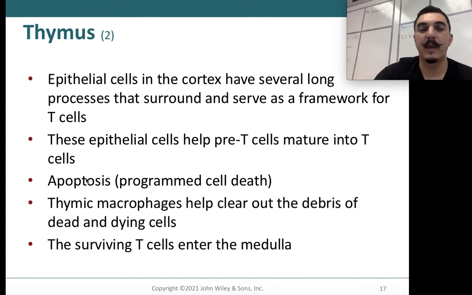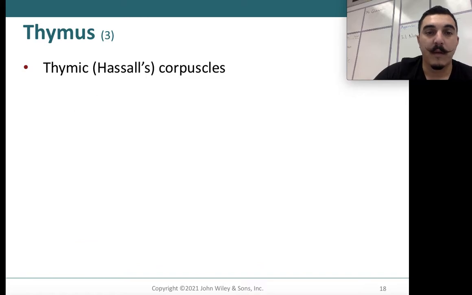We have a process called apoptosis that happens throughout. That's basically just programmed cell death, so it's kind of like cell suicide almost. We also have thymic macrophages that will help clear out any dead or dying cells to make sure we produce the right T cells that are mature. Those surviving T cells will enter the medulla, and then go to their secondary lymphoid organs to initiate our immune response. Okay, and then we have what are called thymic corpuscles, which we'll get into right now.